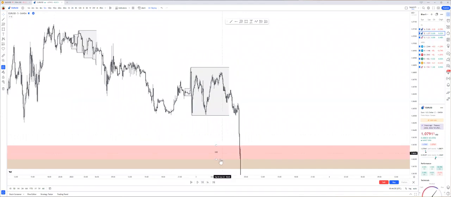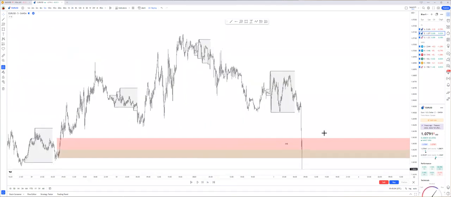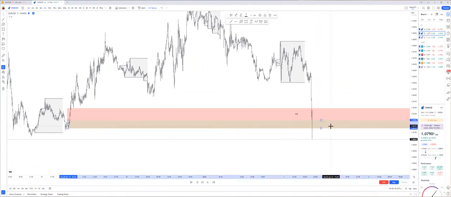So let's see. Okay, so it's broken through both. Okay, see, that's why we wait for the change of character. And I did mention as well that this Asian low is also potential. It can get taken out, right? This is why change of character is important, because it confirms your whole trade. Imagine I just entered off of this order block. That would be more of an aggressive entry.